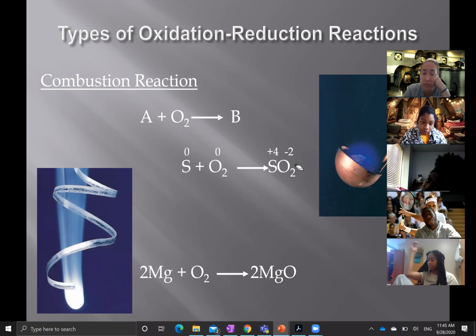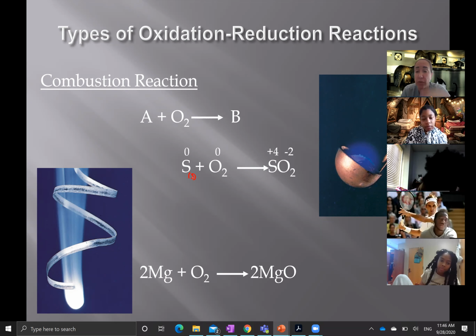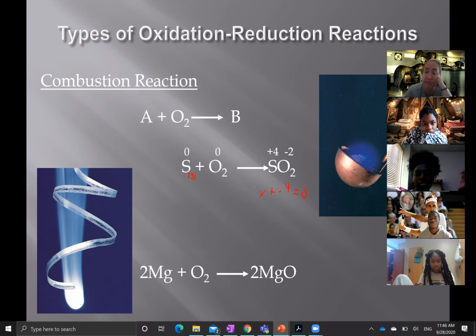For the sulfur that's +4 on the right side of the reaction, you got that because of the -2 charge on the oxygen. Yeah. You tell me. You set up a little math equation. So you would equal it to what? Equal it to 0. Right, so that's it. This is -2, but you've got 2 of them, so that's -4. So this is X. There you go.